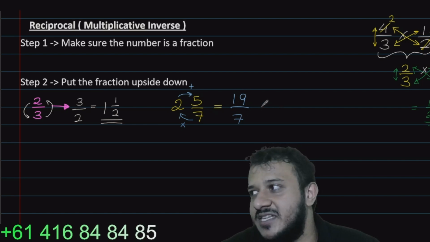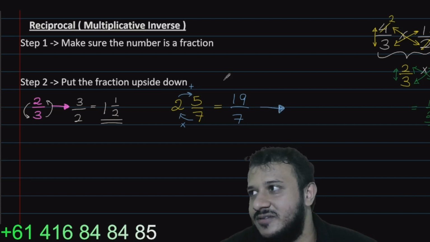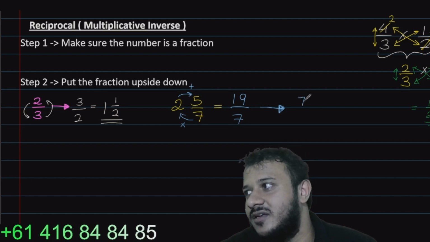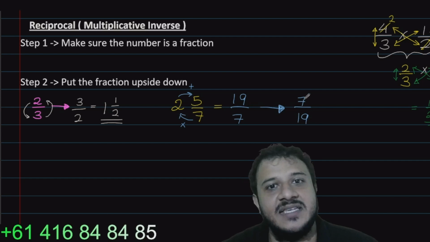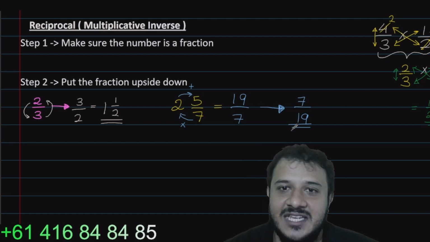And now let's make the reciprocal of it. Can somebody tell me the reciprocal of this? That means put the fraction upside down. 7 over 19. Is this an improper fraction? No. So we can write the answer as it is. 7 over 19 is the answer there.